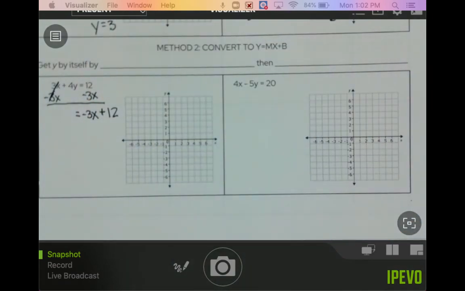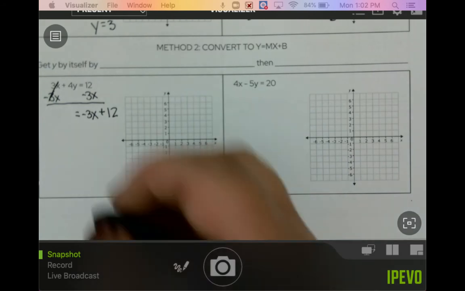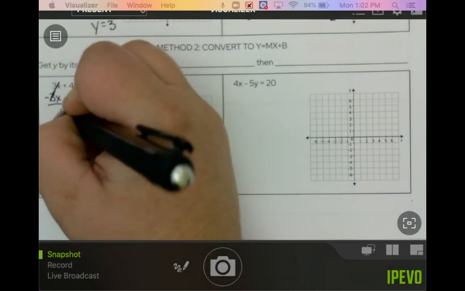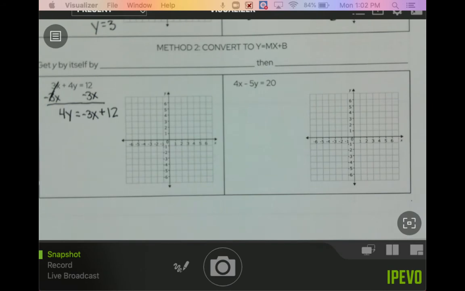Is that 12 negative? No. If the 12 was negative, we would put a minus. Or you could put plus negative 12 if you wanted to. And then on the other side, we have 4y. So the first thing you do is subtract the x's to the other side. The second thing you do is, how do you get rid of the 4?